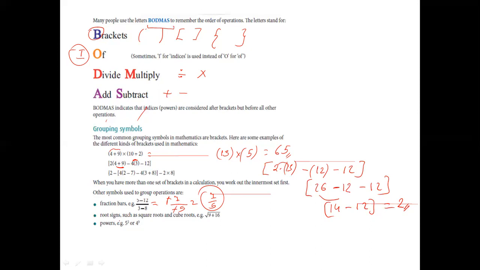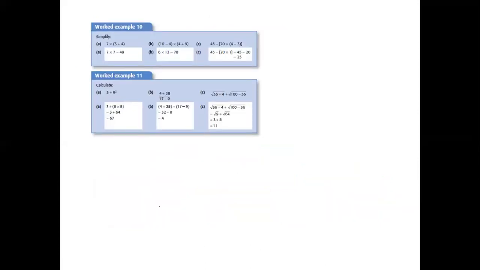Root signs, such as square roots and cube roots. For example, 9 plus 16: first of all, inside the root is 25. Exactly, the answer is plus 5 because the root is bigger than 0. And powers, for example, 5 squared and 4 cubed. Let's work the example here.